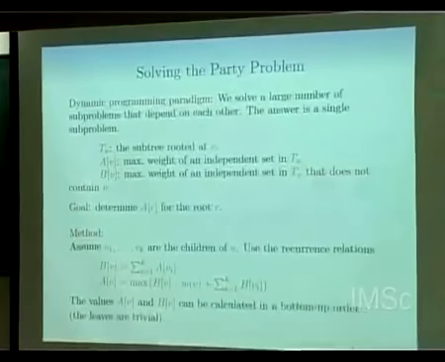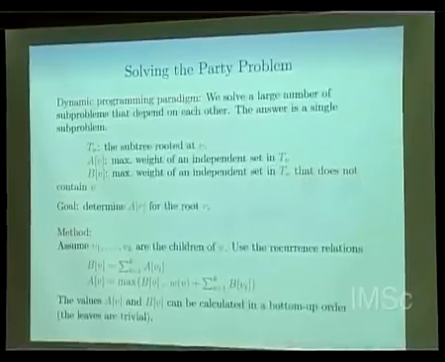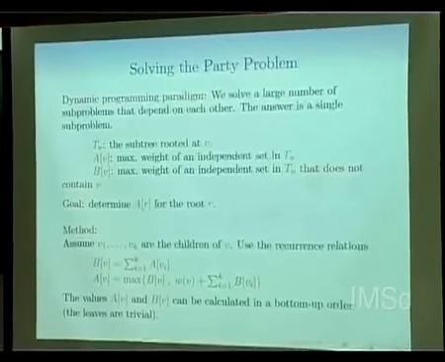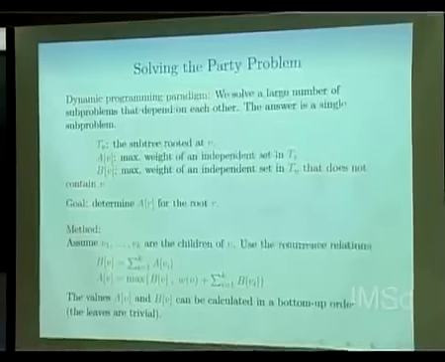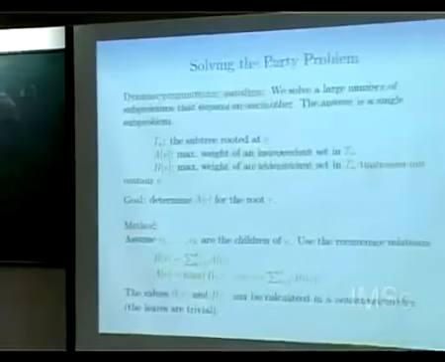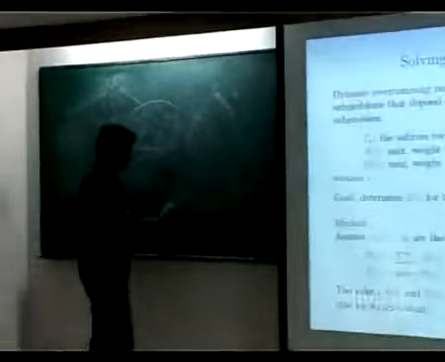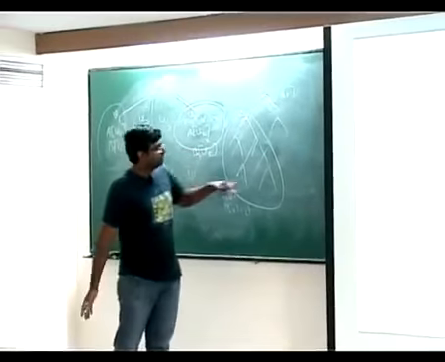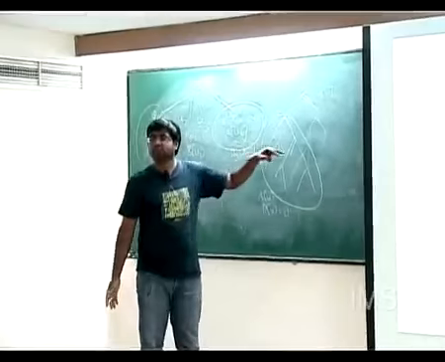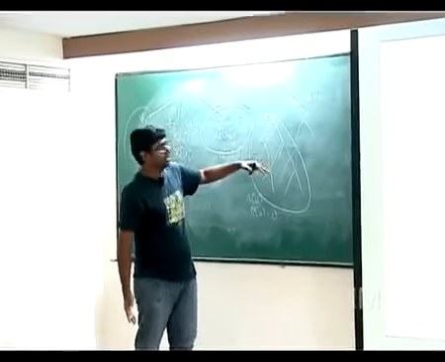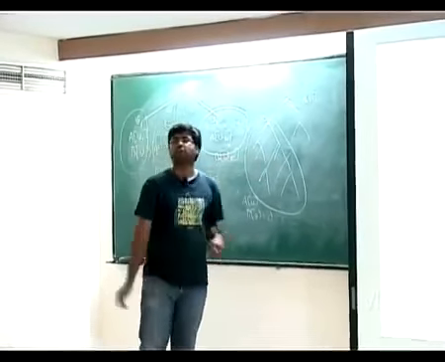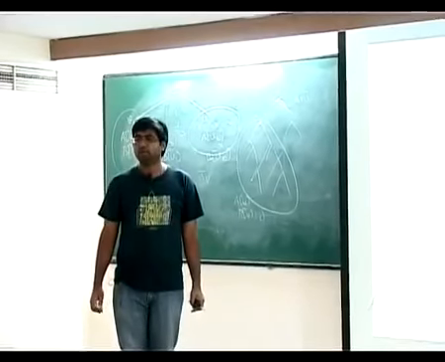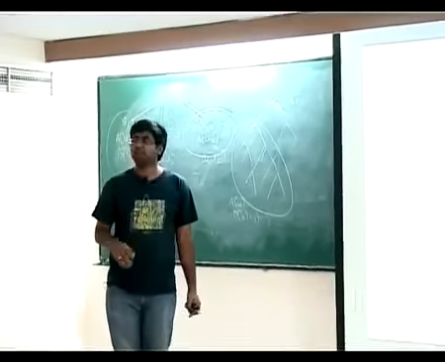So the values of A of V and B of V can be computed in bottom up order. The leaves are trivial. Suppose it is a leaf. What is A of V? The weight itself. What is B of V? It is 0. That's it. So I can compute this for the leaf, and once I have computed it for the leaves, I can compute for every parent by knowing these values for all its children. So this is a very simple algorithm, called maximum weight independent set on trees.